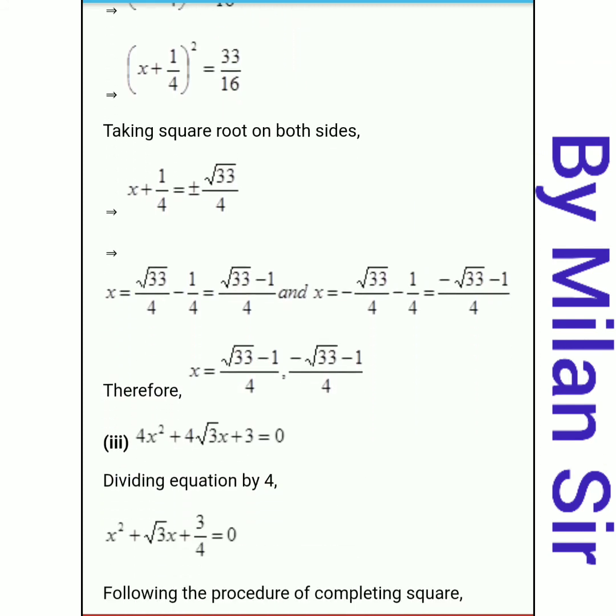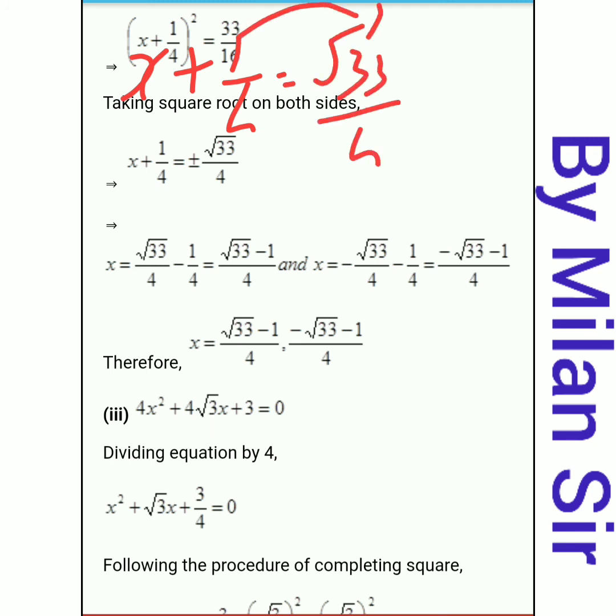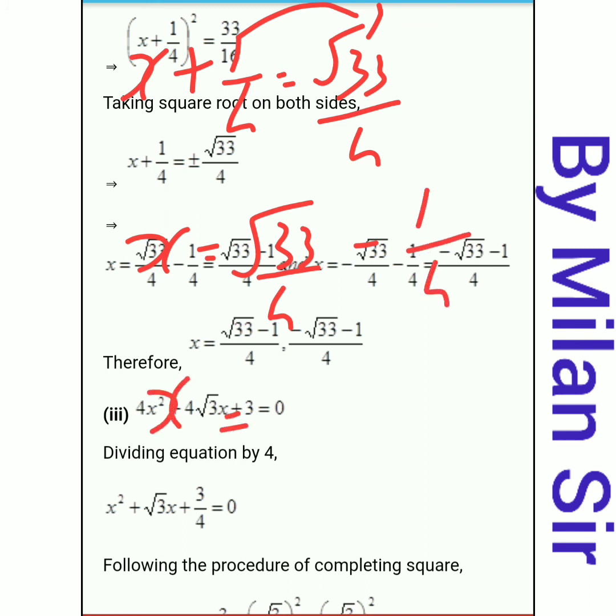Okay, so first of all we are going with the plus sign. So x plus 1/4 is equal to under root 33 by 4. Now transfer this 1/4 to the right hand side, it becomes negative. Okay, here we have under root 33 by 4 minus 1/4. So in the numerator we have under root 33 minus 1, over 4, because we have the same denominator, so we do not need to take the LCM. So this is our first answer, (under root 33 minus 1) by 4.